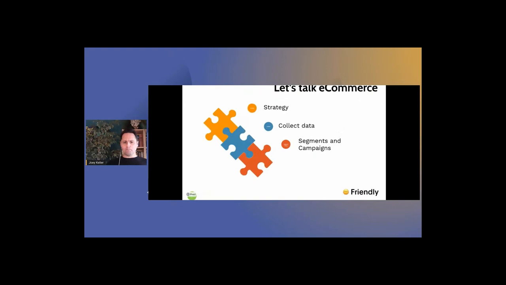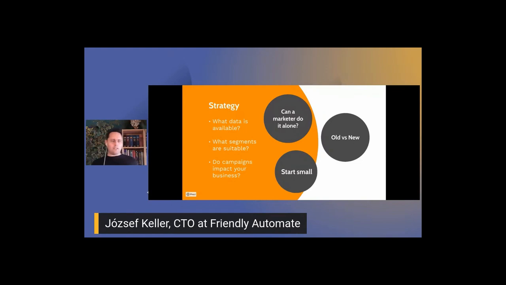Okay, so let's talk first about the strategy. When we look at a company and we start to work together, we always try to look at what type of data is available, what type of data they already have, and what we can capture with Mautic, what segments we can build on that, which is very important, because based on the segments, you can create meaningful campaigns. So you have to have the right data. With that, you have to build the right segments. And with that, you can build the campaigns which will impact your business.